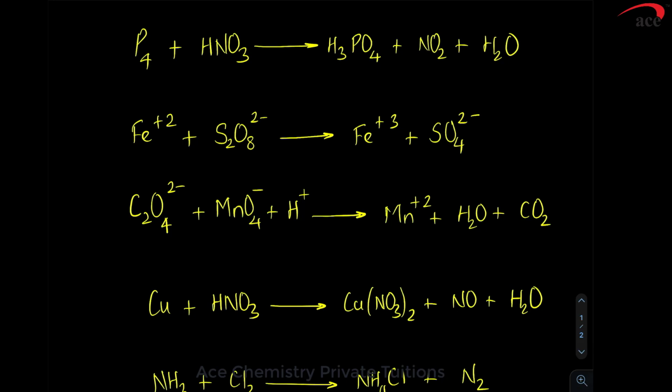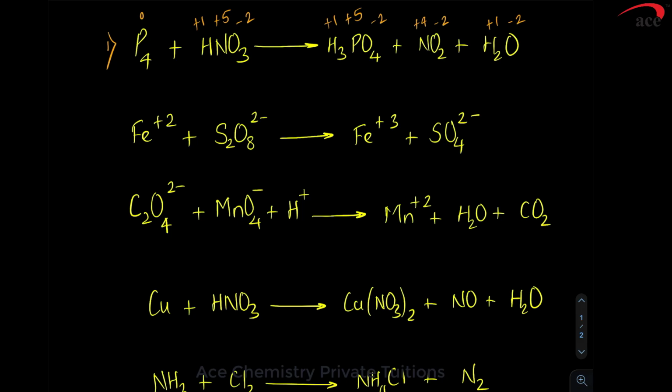Now, if you check the first reaction, then the oxidation number of phosphorus is 0, nitrogen is plus 5, hydrogen is plus 1, oxygen is minus 2. On this side, hydrogen is plus 1, phosphorus is plus 5, oxygen is minus 2, nitrogen in this case is plus 4, oxygen is minus 2, hydrogen plus 1, oxygen is minus 2.